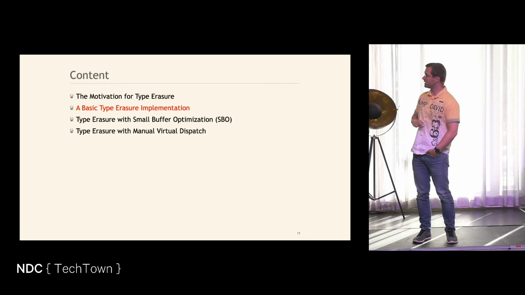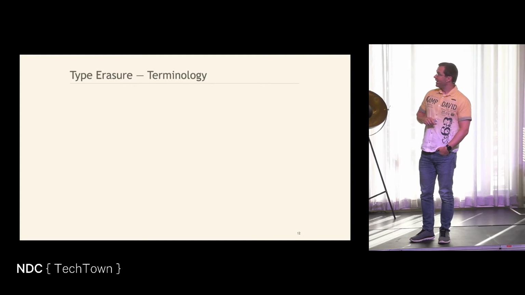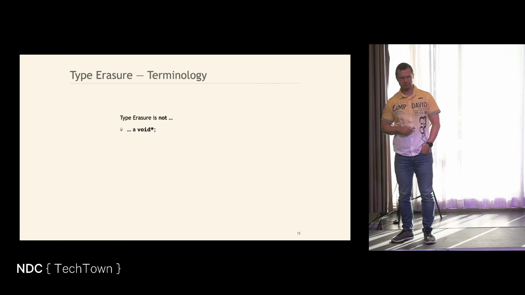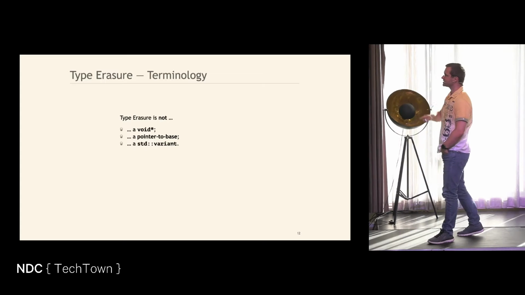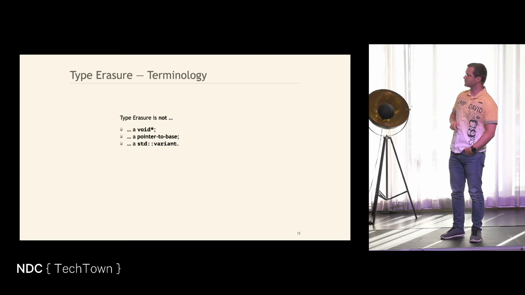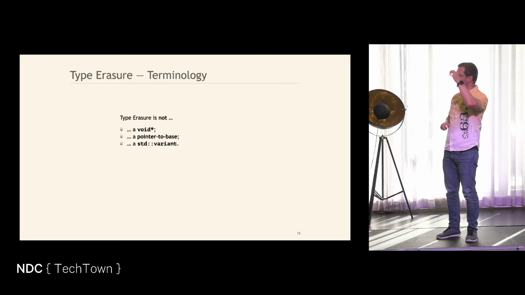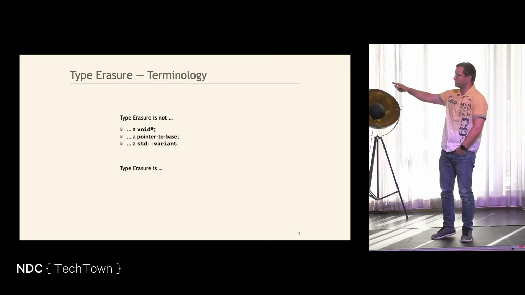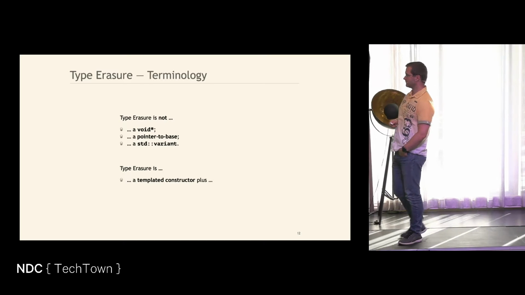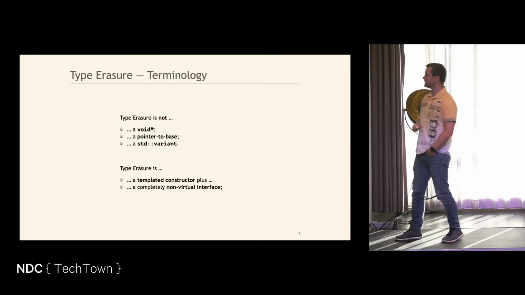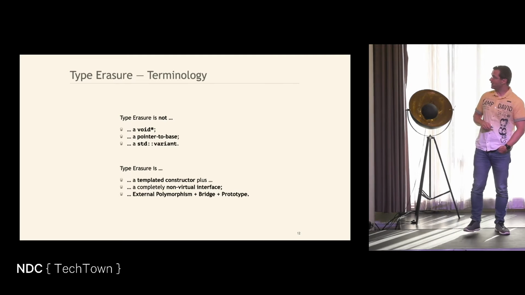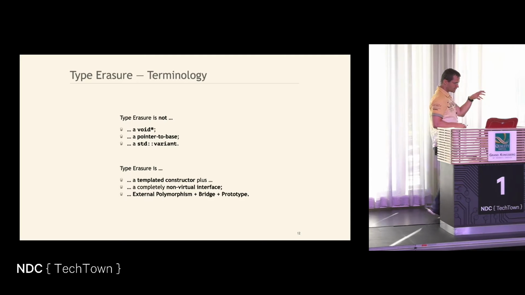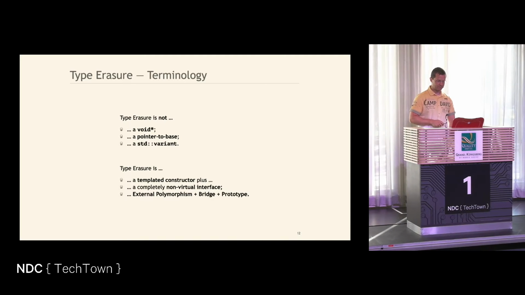So let's take a look at the basic implementation. But first, what I'm now showing you is not a void pointer. It's not a pointer to the base, and it's not a std::variant. These are all things that some people have claimed to be type erasure, where they have used this term. What I'm now showing you is that type erasure is a wrapper, essentially, with a templated constructor, plus a completely non-virtual interface, and last but not least, a clever combination of a couple of design patterns that enable us to do all of these things in the wrapper.